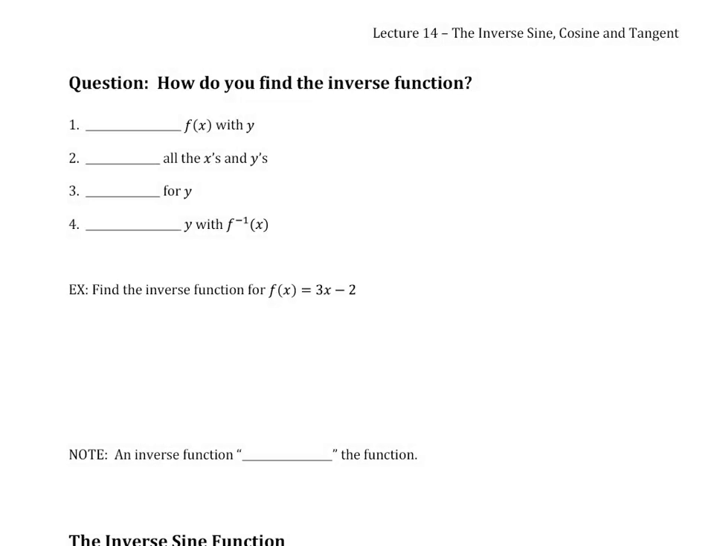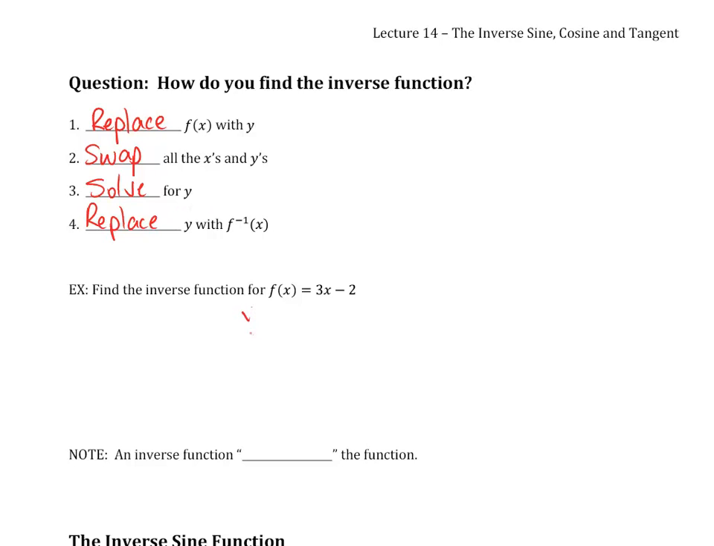What you can do to find the inverse function is to take the f of x and replace it with y, and then swap all the x's and y's, and then solve for y. What I mean by swap all the x's for y's is everywhere there's an x, put a y. Everywhere there's a y, put an x, and then solve for y. And then once you replace y with f inverse, you found the inverse function.